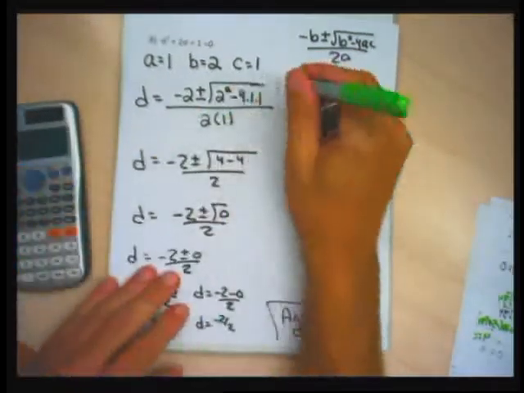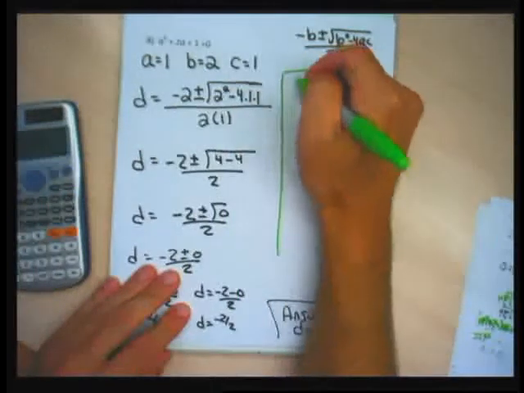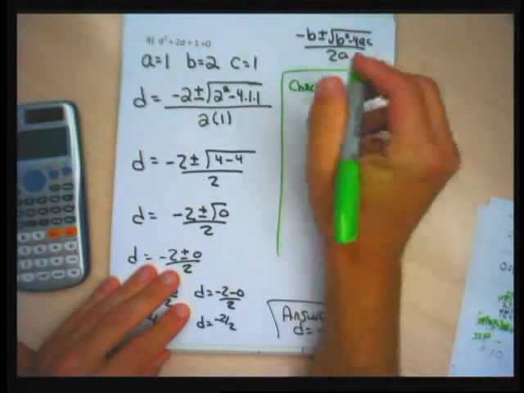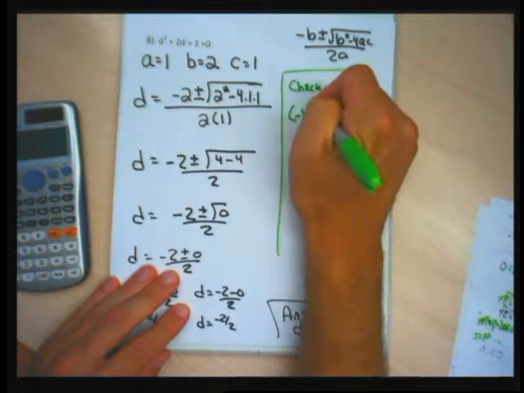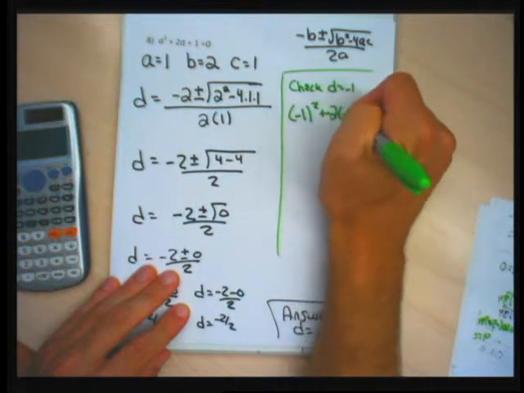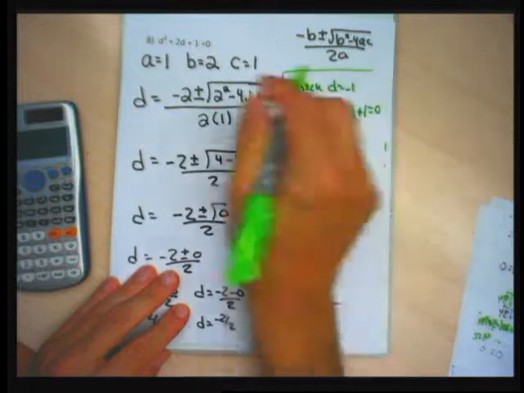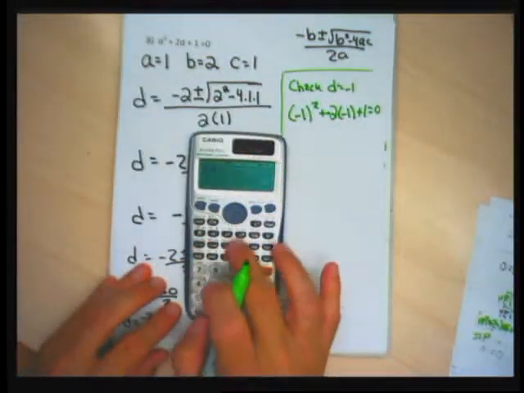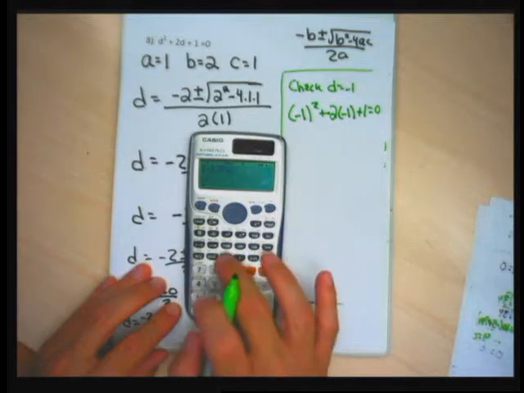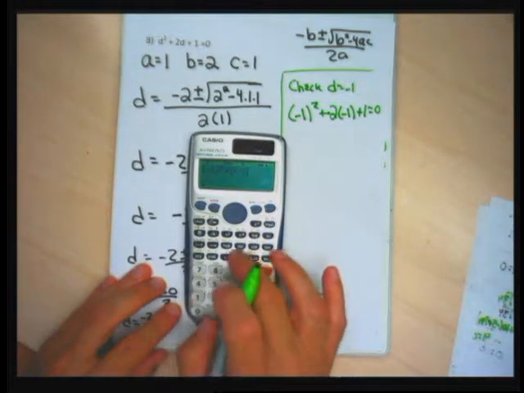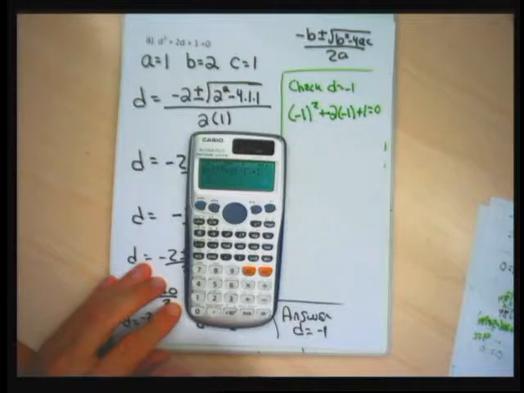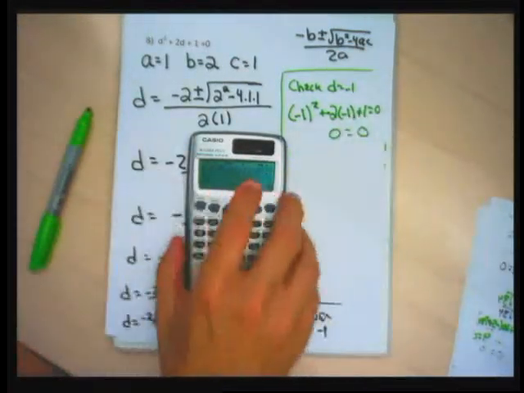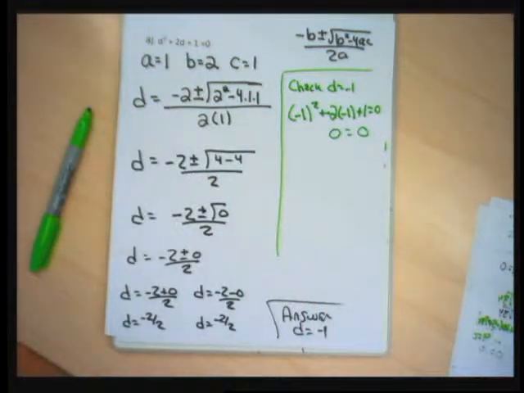So let me check. I only have one number to check. So I want to check to see if d equal negative 1 works. Does negative 1 squared plus 2 times negative 1 plus 1 equal 0? Being lazy, it's not that hard to do that by hand. It's probably insulting to use my calculator to do something so trivial. So I just entered the left side, and the left side simplifies to 0. The right side's already 0, so I know my work is correct.